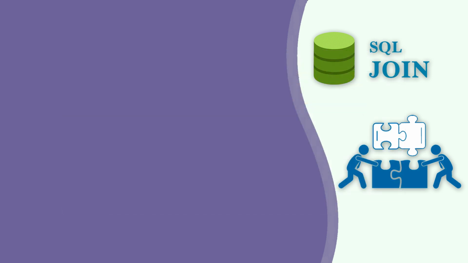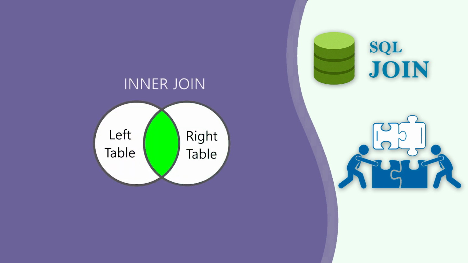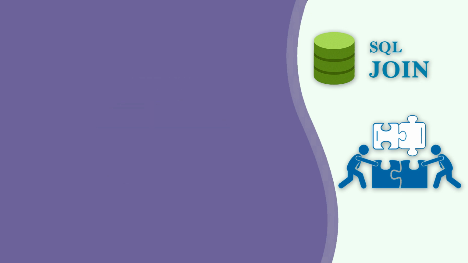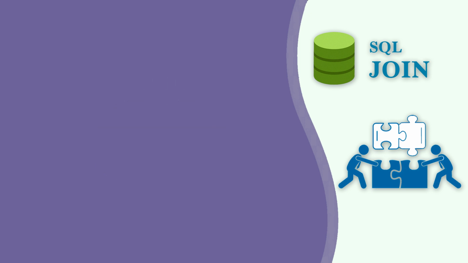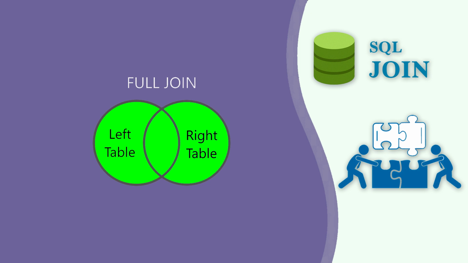There are several types of joins in SQL, including inner join, which returns only the rows where there's a match in both tables. Left join returns all rows from the left table and the matching rows from the right table. If there's no match, you'll see nulls for the right table's columns. Right join is similar to left join, but it returns all rows from the right table instead. Full outer join includes all rows from both tables. Where there's no match, nulls are shown for the missing side.